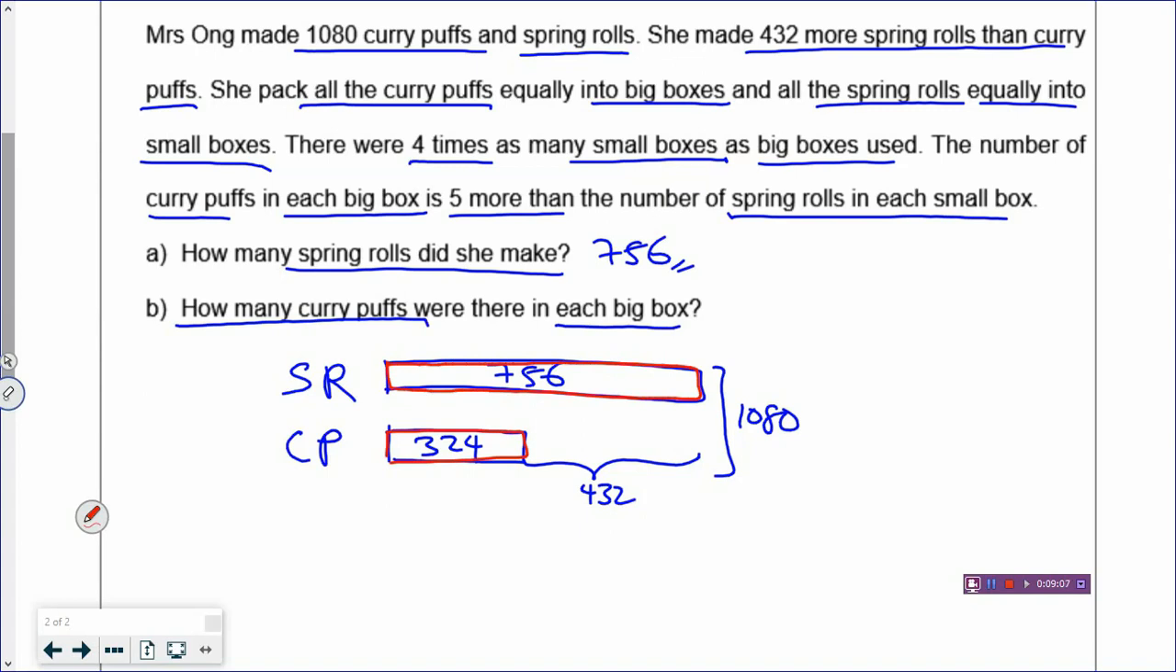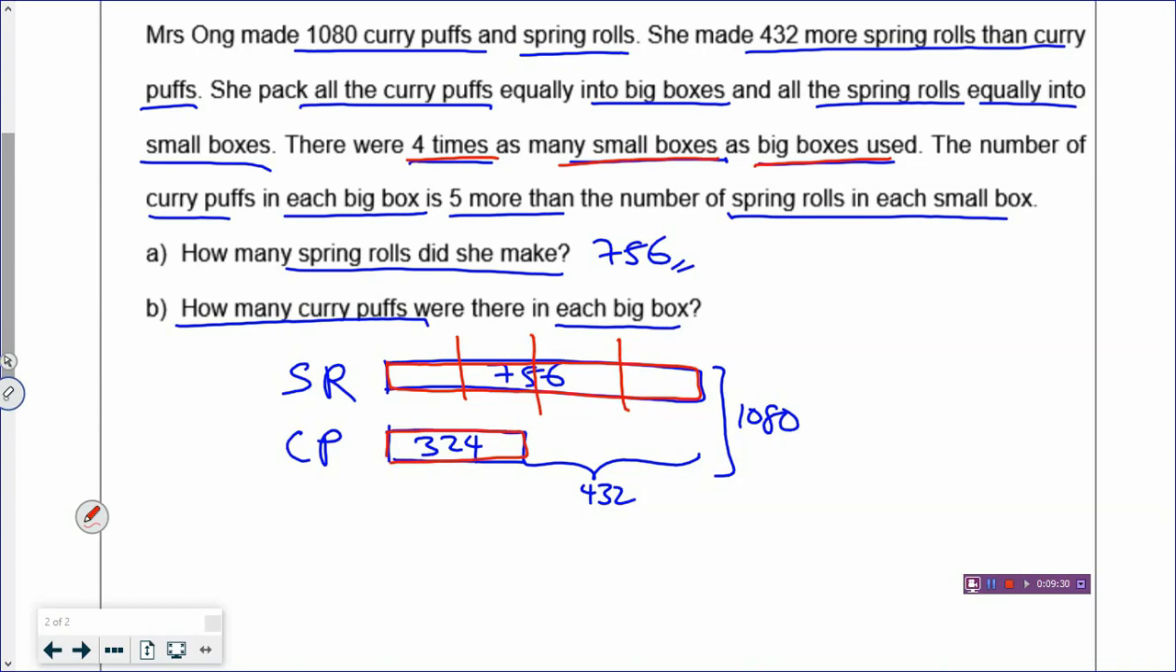And we know that there were 4 times as many small boxes as big boxes used. So you look at the spring rolls, the red color box, it represents all the small boxes. So can you cut it into 4 times? So 4 times, or 4 groups. So if you cut it into 4 times, then what do you see? You can see that 1 time of the spring rolls will be the same as 1 time of the curry puffs, right?